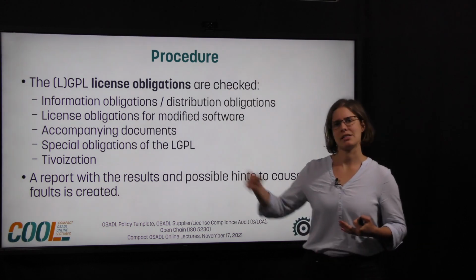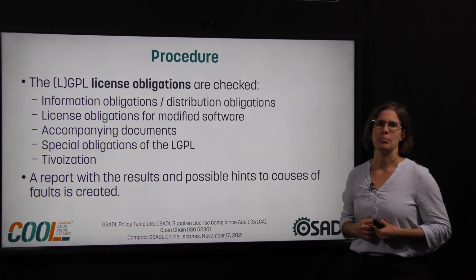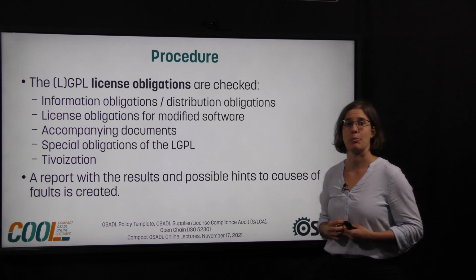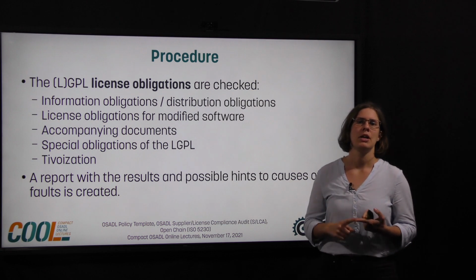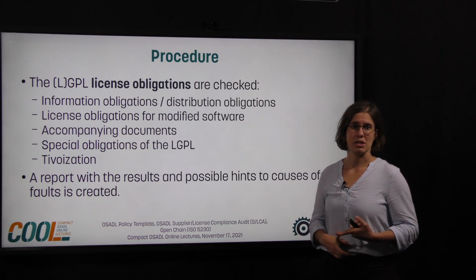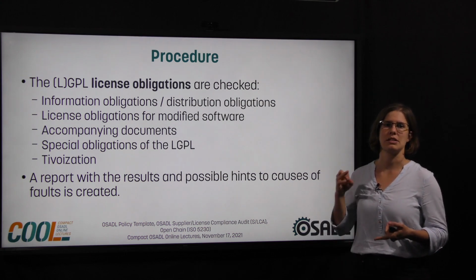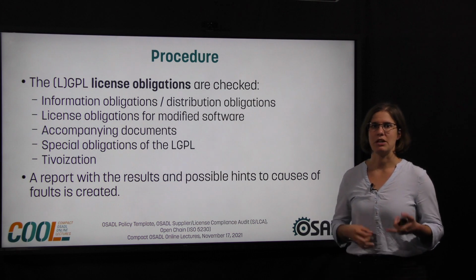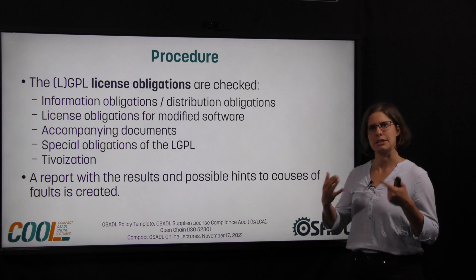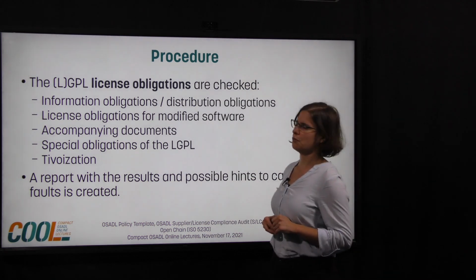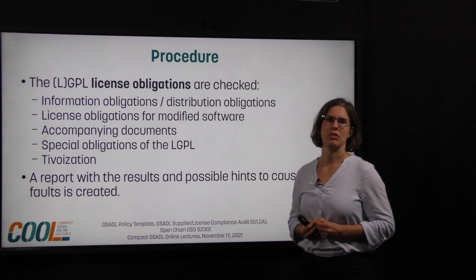So I say among others, these are the headlines, and then of course the detailed obligations are being checked in particular. So information obligation, distribution obligation, meaning are license text delivered, are copyright notices delivered, is a warranty disclaimer delivered, is the source code delivered, is it a complete corresponding source code, can it be rebuilt, all these points that the GPL and the LGPL require.